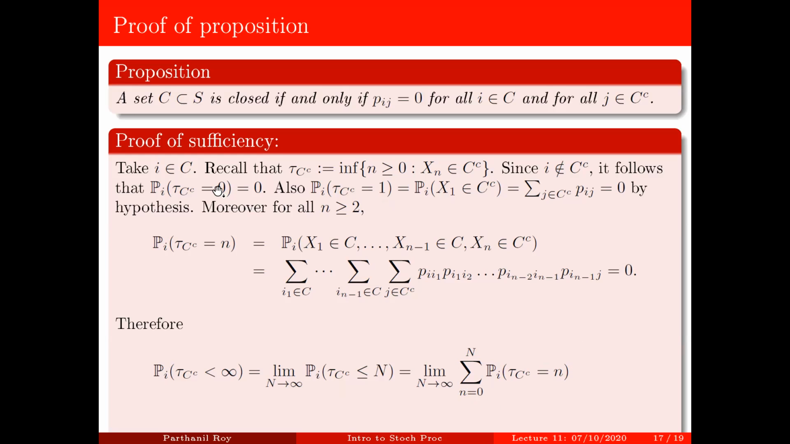When n equals 0, it's 0. When n equals 1, it's 0. n equals 2, it's 0. n equals 3, it's 0. All of them are 0. So all of the terms here are 0, and therefore this entire sum is 0. Therefore, the limit is also 0, which shows that C is closed, because the hitting time of C complement starting from a state in C has to be infinite with probability 1. Okay, so this completes the proof of this proposition.